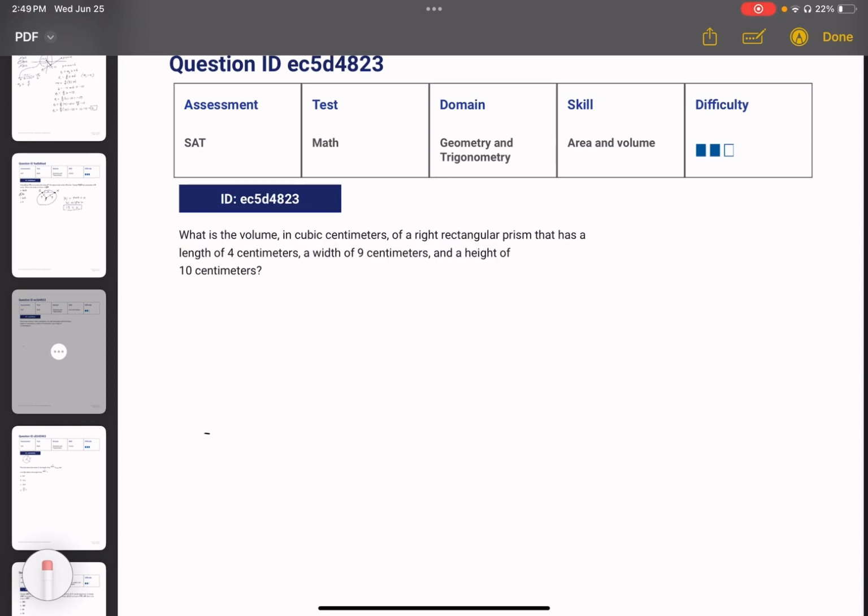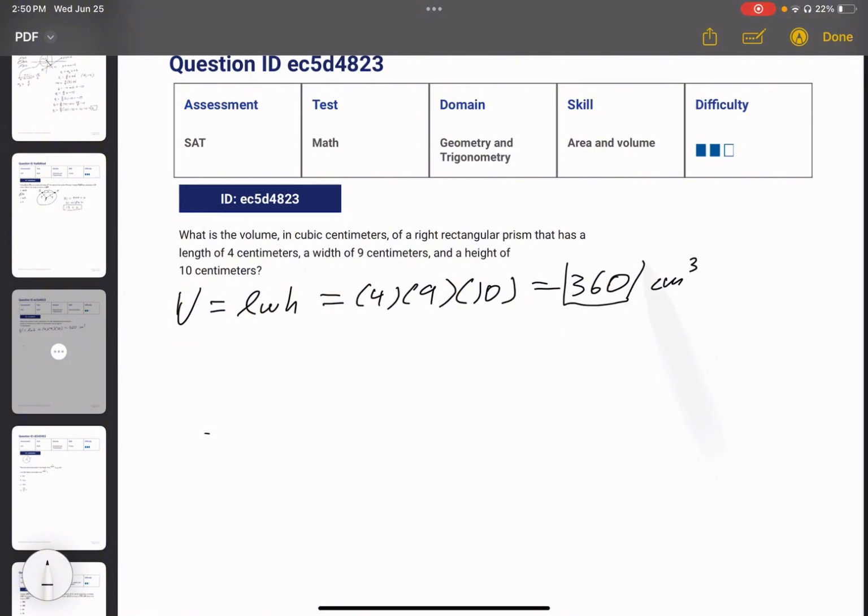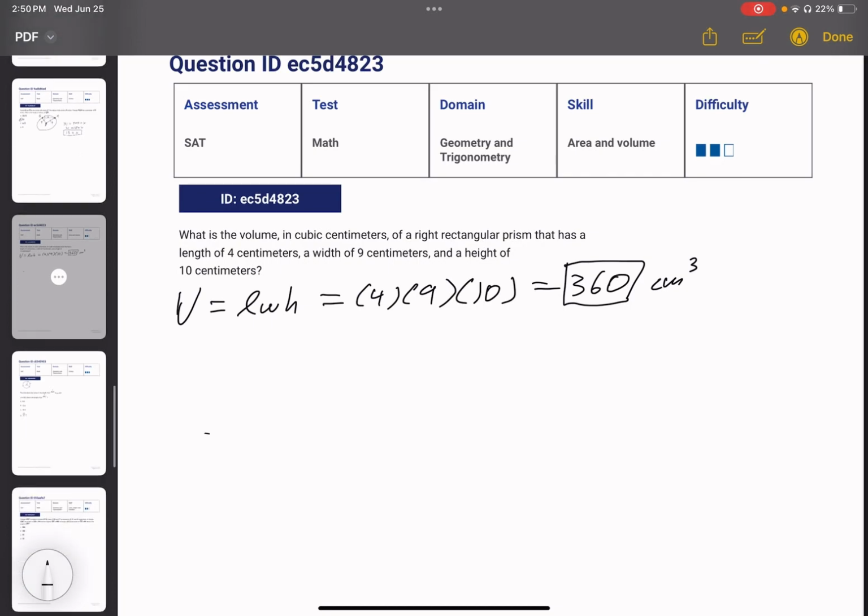So we know our volume for a right rectangular prism is going to be length times width times height. So plugging in, we have a length of 4, a width of 9, and a height of 10. And that's going to give you 360 cubic centimeters, but you don't have to worry about the units here. It's just 360.